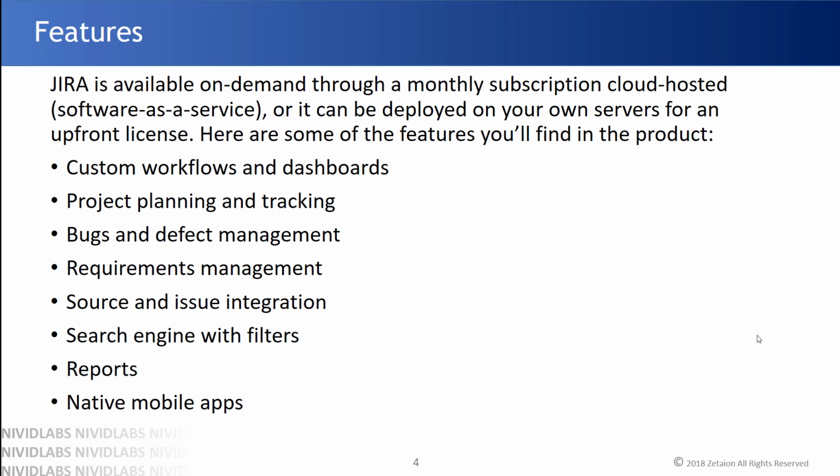Project planning in an agile process can be easily done and easily tracked. Bugs and defects can be easily raised, created, and tracked as discussed before. Requirements management is also a feature in JIRA. Source and issue integration: any issues from other parties can be easily integrated, and also source control. For example, GitHub can be integrated, so whenever there is a commit, it shows up on the JIRA ticket.